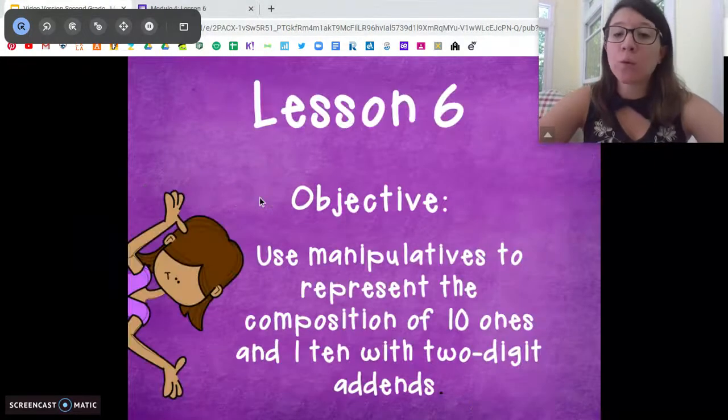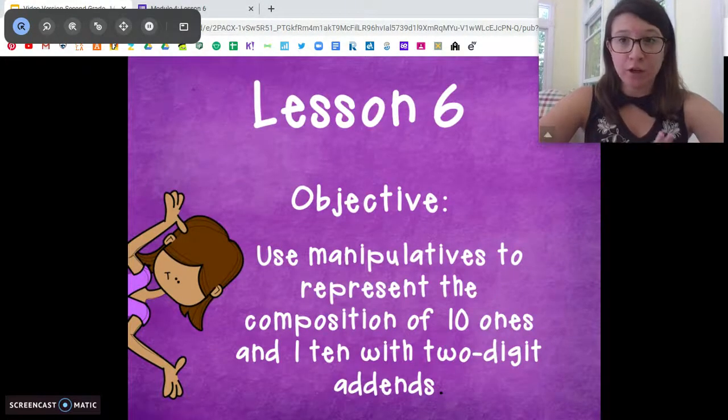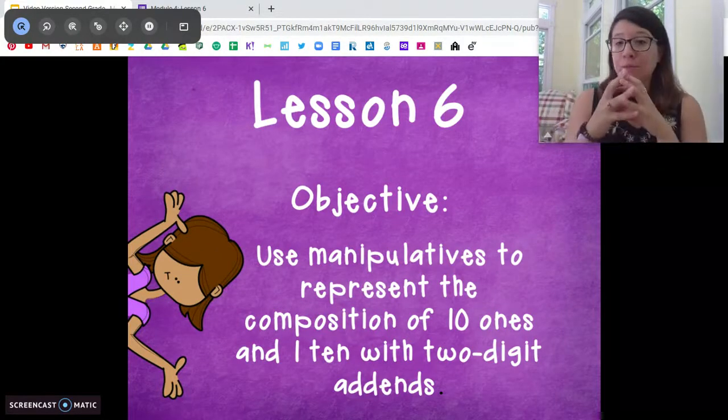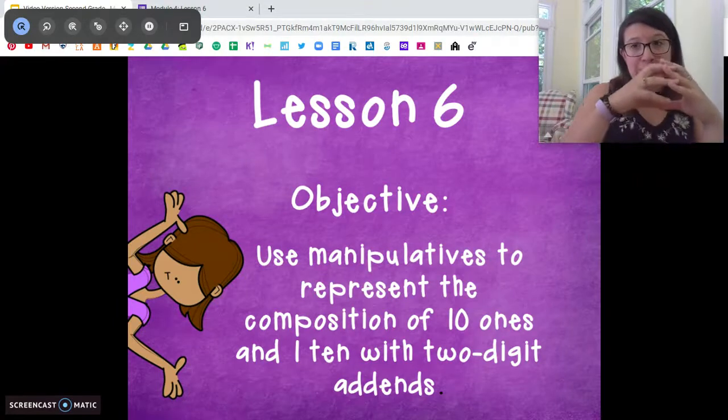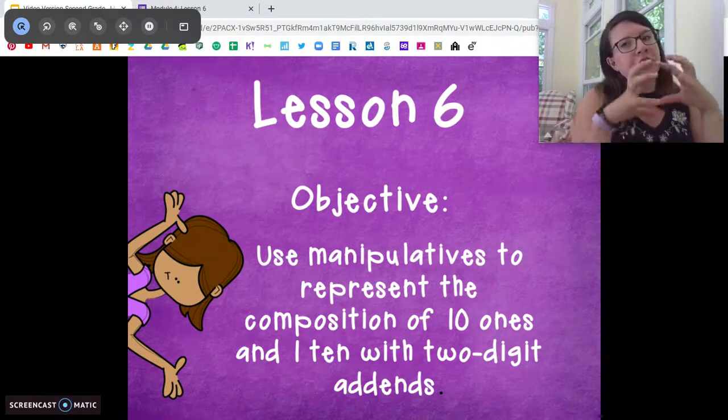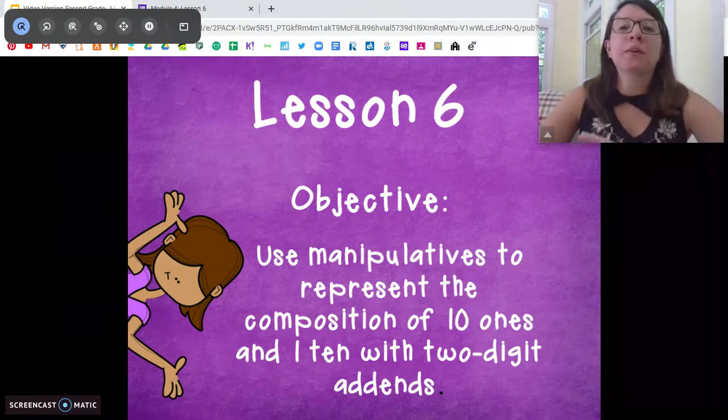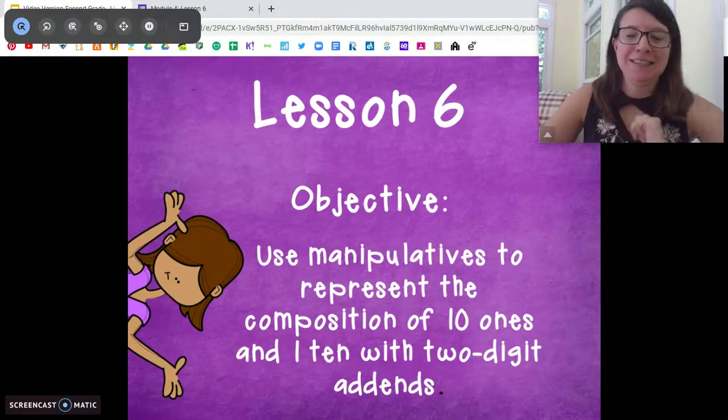So for today, we're going to use our place value charts and our place value discs to learn about bundling groups of 10 and changing them into, bundling groups of 1 and changing them into 10s. Okay, so we're going to be adding 2-digit numbers. It's going to be fun.